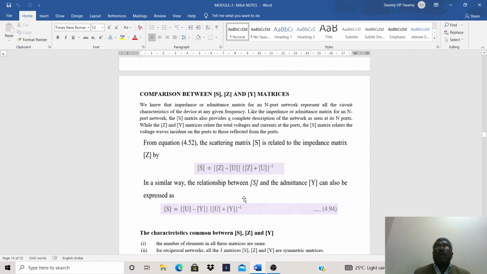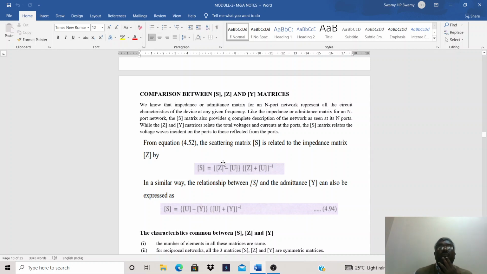the impedance or admittance matrix for an n-port network represents all circuit characteristics of the device at any given frequency. Like the impedance or admittance matrix for an n-port network, the S matrix also provides a complete description of the network as seen at its n ports, while Z and Y matrices relate the total voltages and currents at all the ports. The S matrix relates the voltage waves incident on the ports to those reflected from the ports.